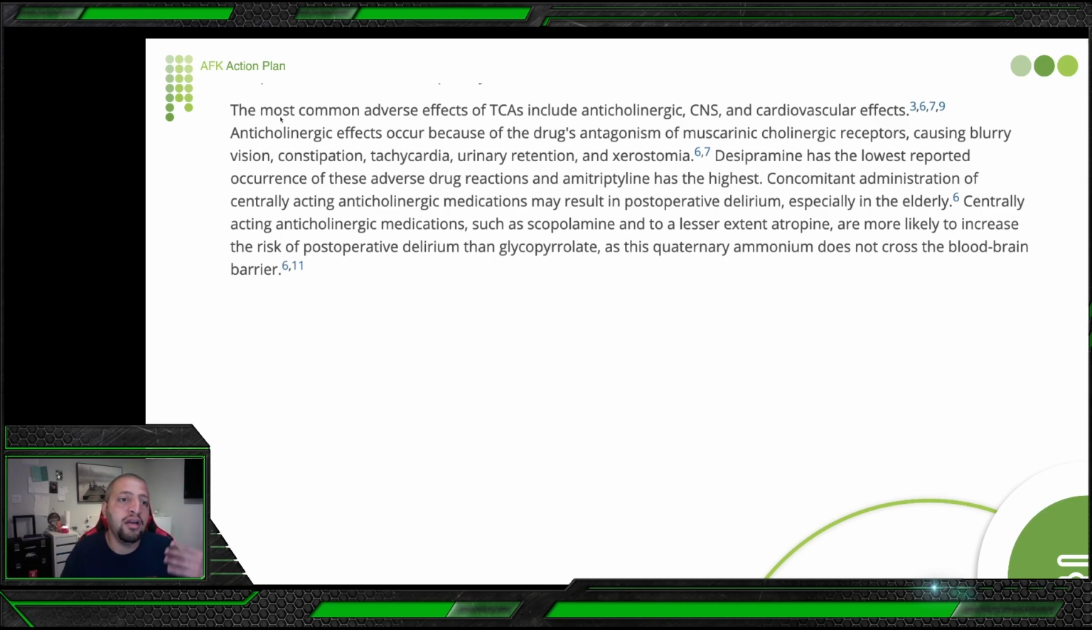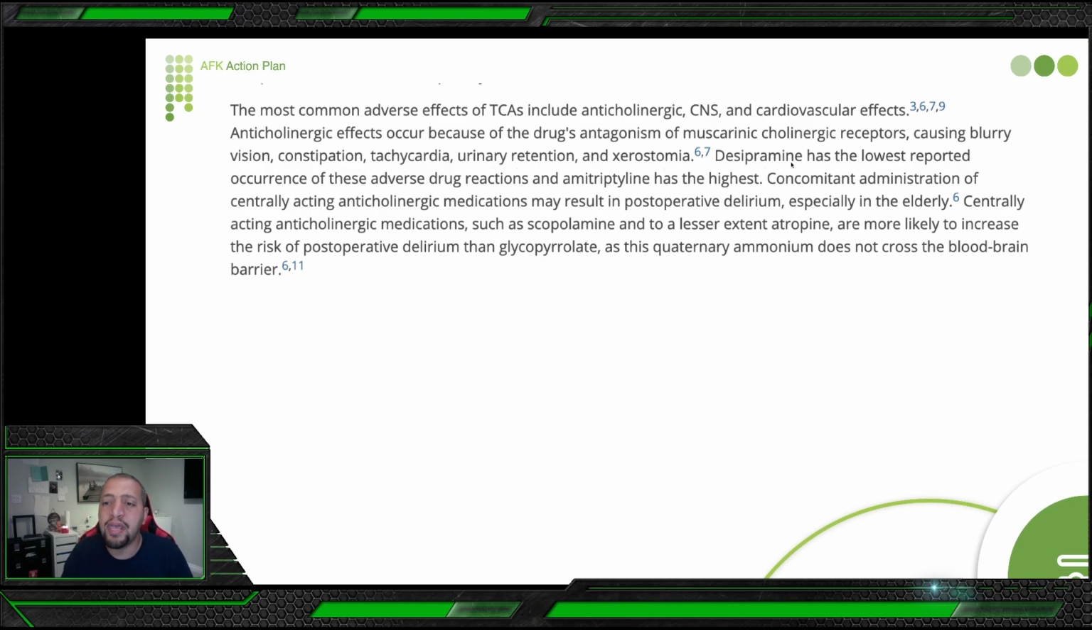And the bottom line here, the most common adverse effects of TCA include anticholinergic, CNS, and cardiovascular effects. Now we can understand the 3 words because it's blocking 3 different receptors at 3 different levels. CNS effect is because of histamine, cardiovascular effect is because of norepinephrine or epinephrine, and anticholinergic is because it's blocking the muscarinic receptors. Anticholinergic effect occurs because of the drug antagonism of muscarinic cholinergic receptors, causing what? Blurry vision, constipation, tachycardia, urinary retention, and xerostomia.